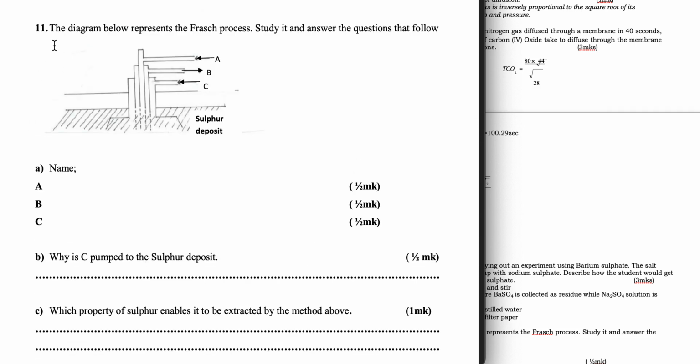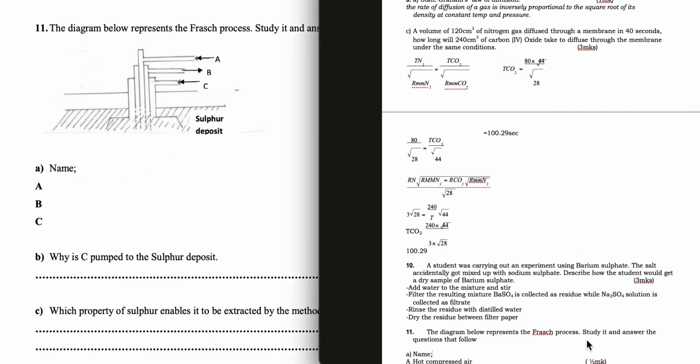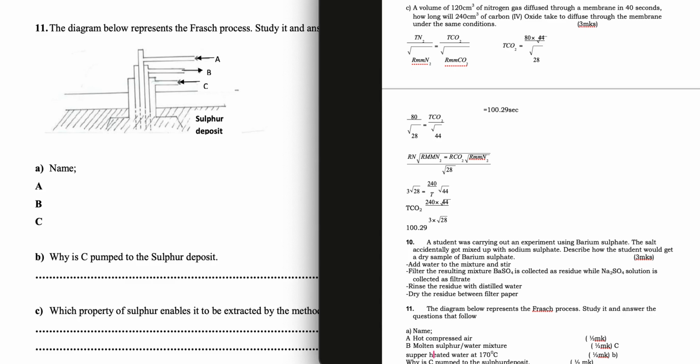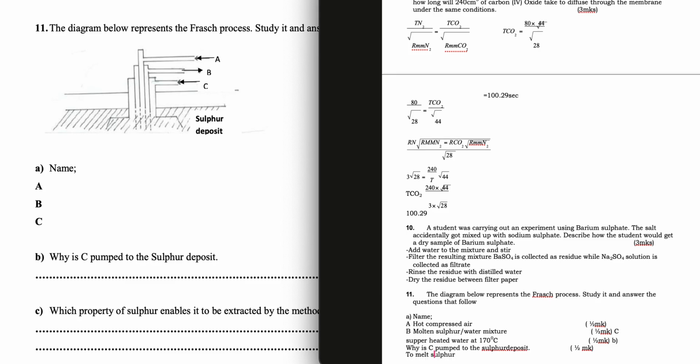Question 11. The diagram below represents the Frasch process. Study it and answer the questions that follow. We have A, B, C, sulfur deposit. Name A, B, C. A is the hot compressed air. B is the molten sulfur and water mixture. And C is superheated water at 170 degrees Celsius.